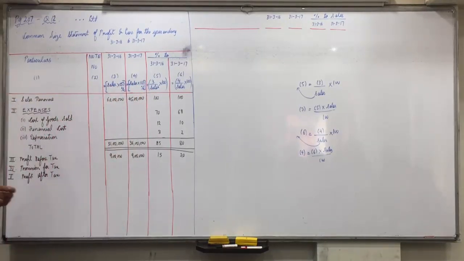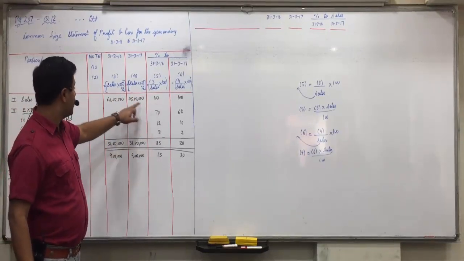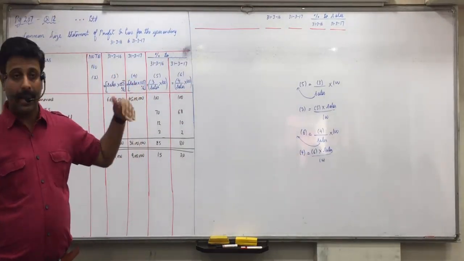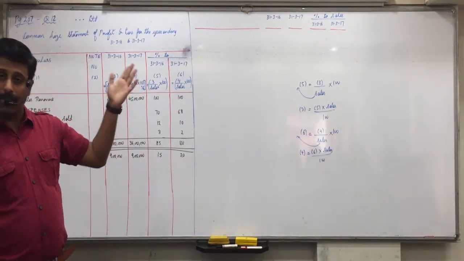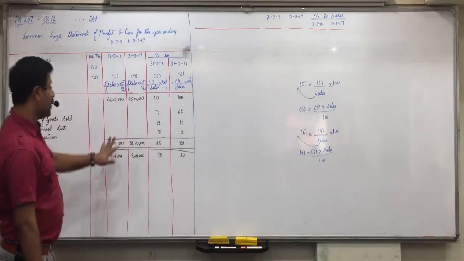Understood this? Sales into column 5 percentage. Sales into column 6 percentage. Any doubt in that? After this question, I'll make you write this formula in the notes also. So, raise your hand who is not clear with this.